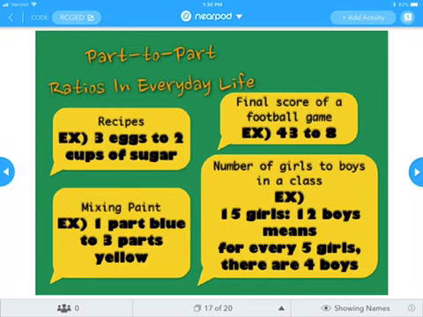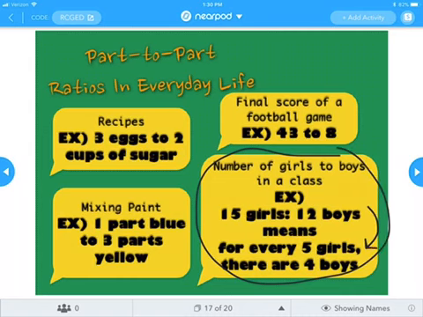Okay, notice how right here when it's comparing the number of girls to the number of boys in a class, it also simplified the ratio. Ratios can be simplified just like fractions can, and that really helps us to know what the odds are in a much easier way. So if there's 15 girls for every 12 boys, the simplified ratio would be 5 girls to 4 boys. That would be a simplified ratio in that class.